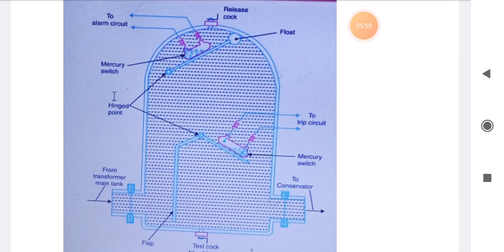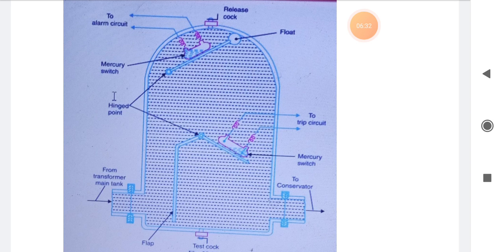This float will rise, and if the float rises, what will happen? This will close the circuit with the help of the mercury switch, and an alarm will be sounded. As a result, we will be aware and we will call for maintenance. It is for incipient faults, mind you, students, the top ones.